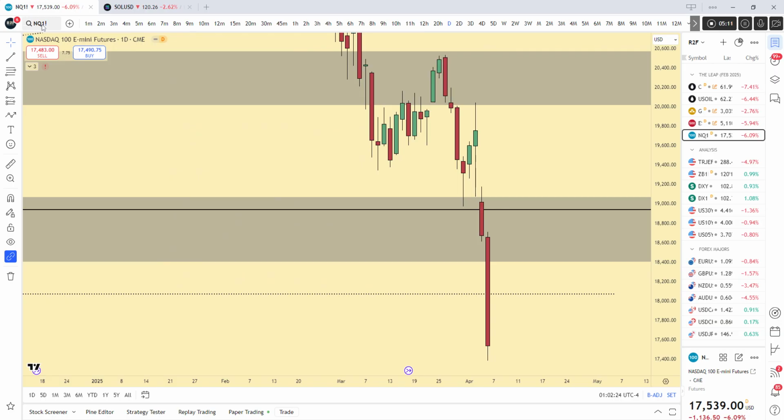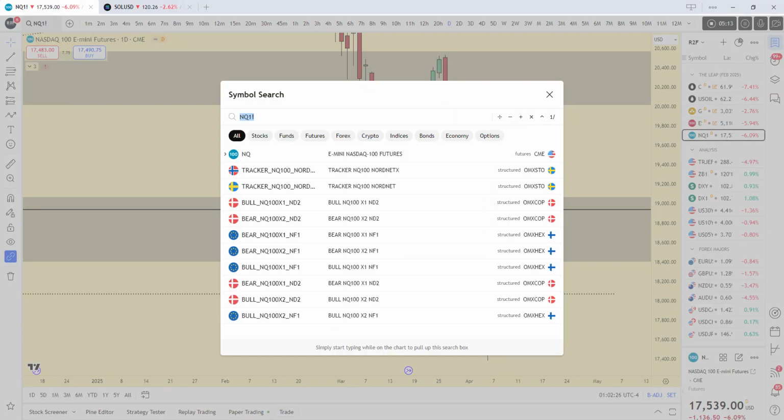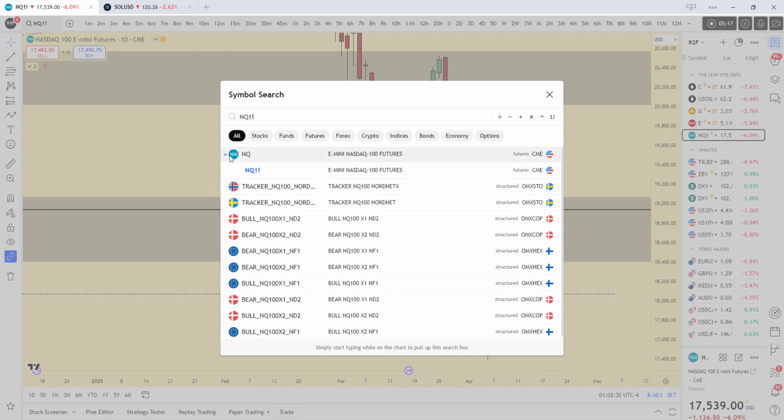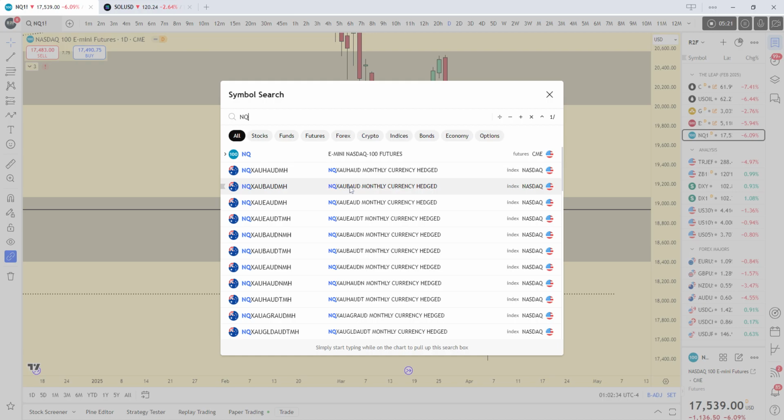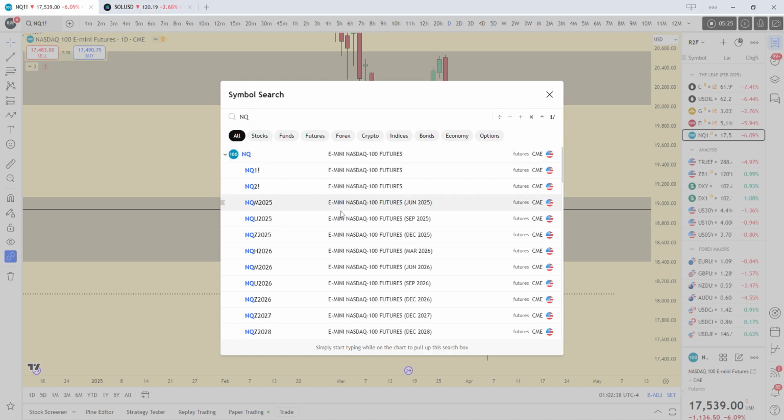Okay, so let's go. I'm going to go to the June chart, NQ, because that's what he was using, and that's what I've annotated on.